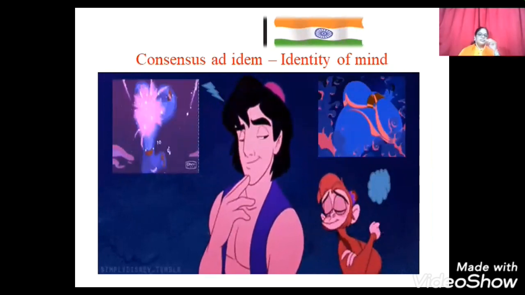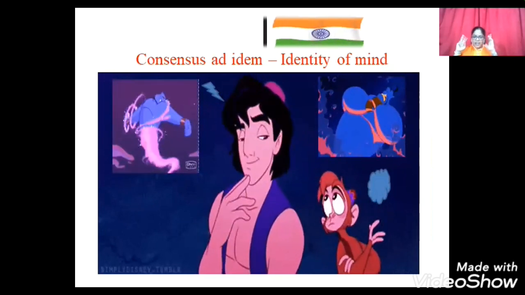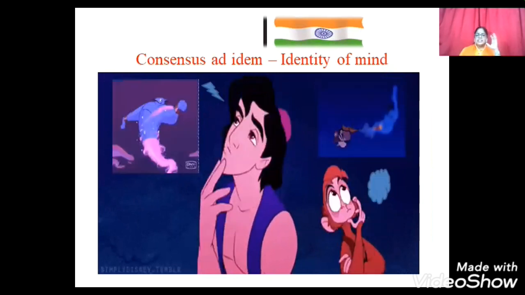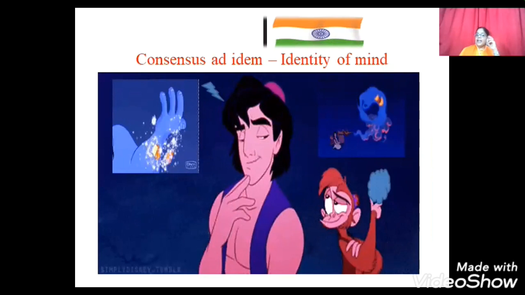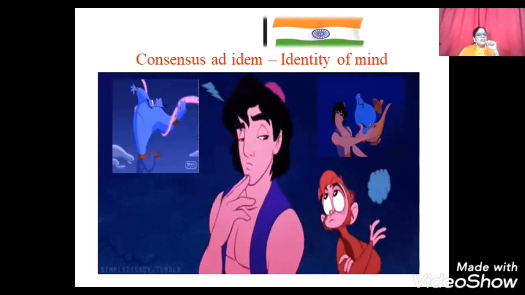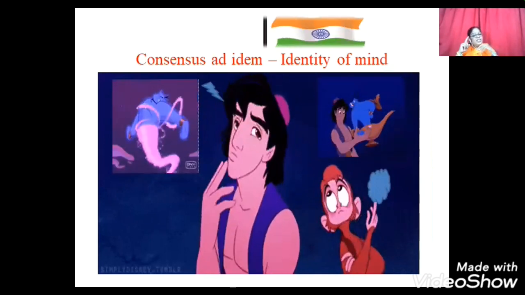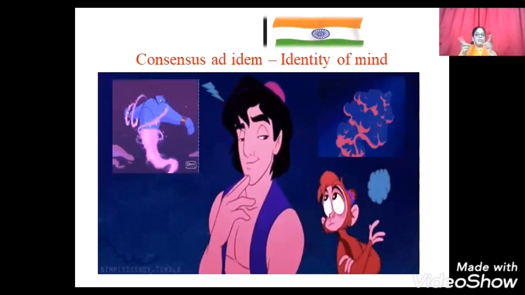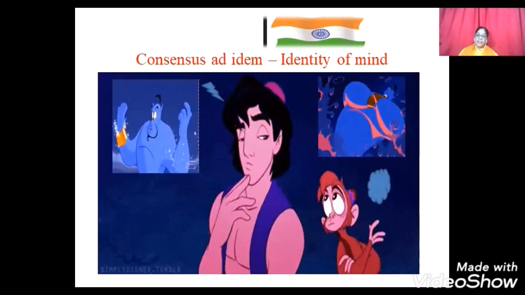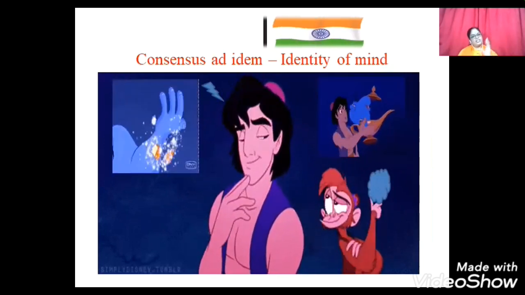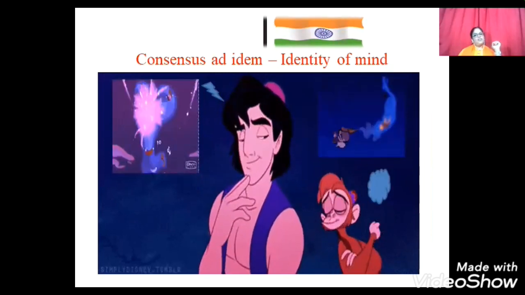So here on our screen, you can see that Aladdin and Abu are both thinking the same idea. Both of them were in a certain problem. Aladdin is thinking about whose help he has to take, and in the mind of Aladdin only one person's thought is coming, none other than the genie. And if you see Abu, even Abu is thinking in a similar way that only one person can help us, and he is the genie. Aladdin is also thinking of the genie. So here both these parties have consensus ad idem. They are thinking in the same direction. So when the parties are making an agreement, the terms of the agreement should be understood by the parties in the same manner. This is called consensus ad idem, which means identity of mind.